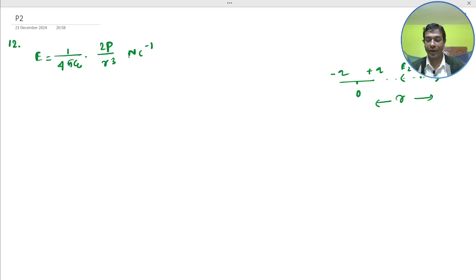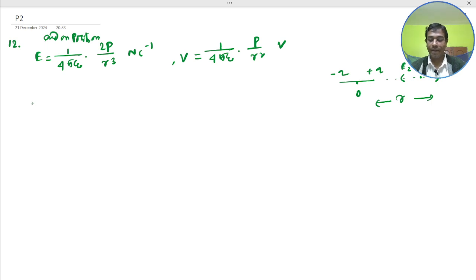And the potential at a point on the axis of the dipole at distance r, this is basically the end-on position. The potential becomes V equal to 1 by 4 pi epsilon naught times P by r square, in volt.